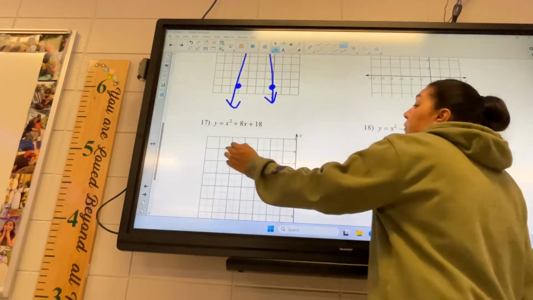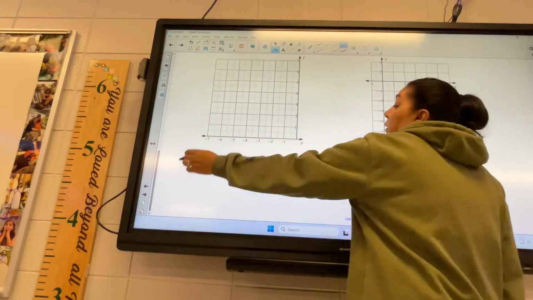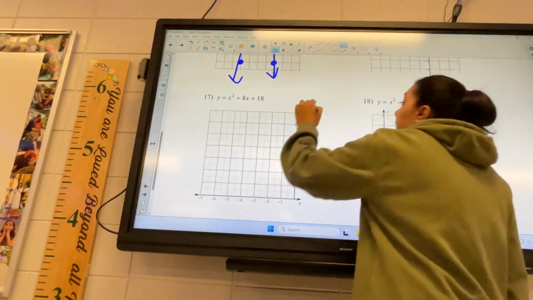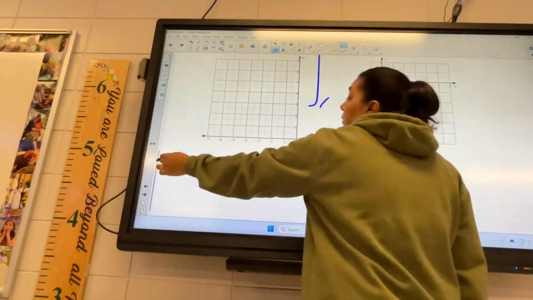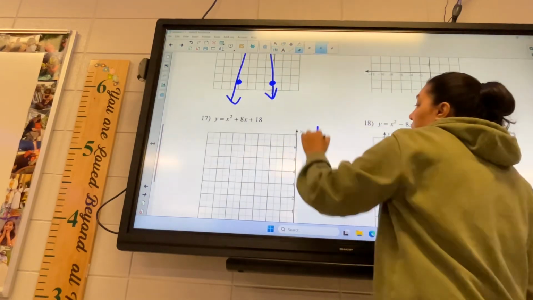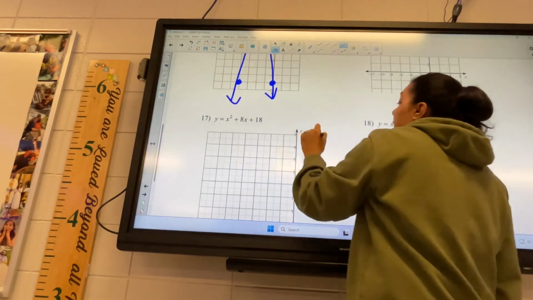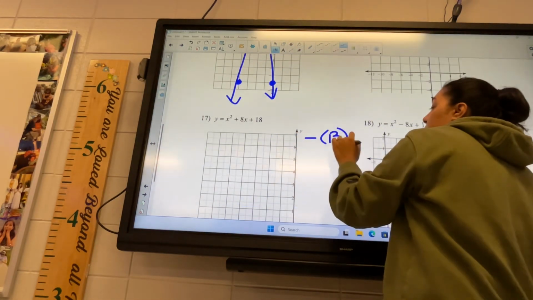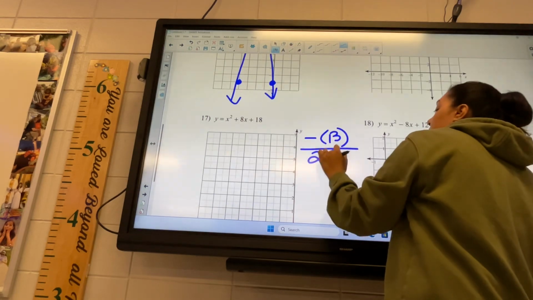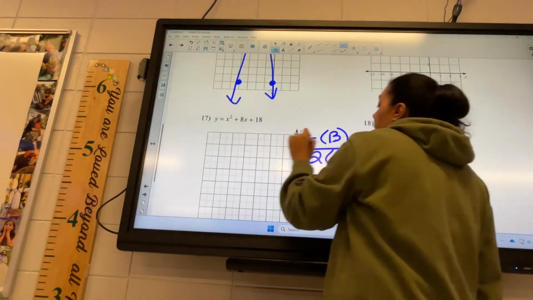Who remembers? It looks like this. Isn't it up there, negative b with plus or minus or something? Wait, there's a negative b. Negative b over 2a. There we go. Okay, so negative b over 2a.